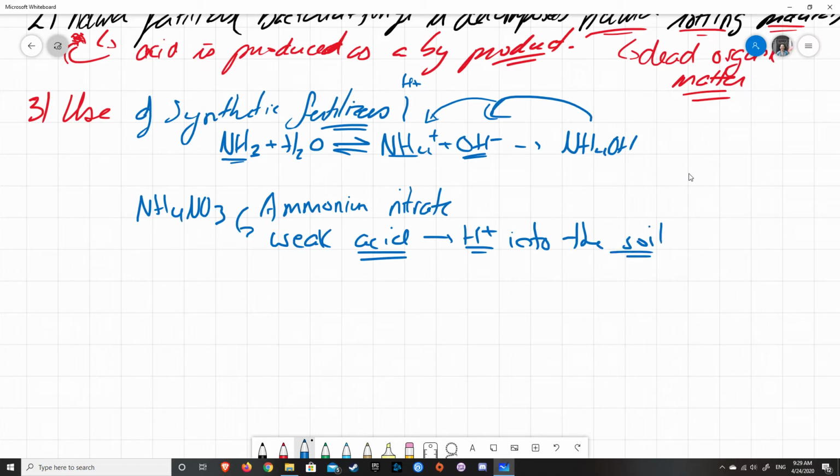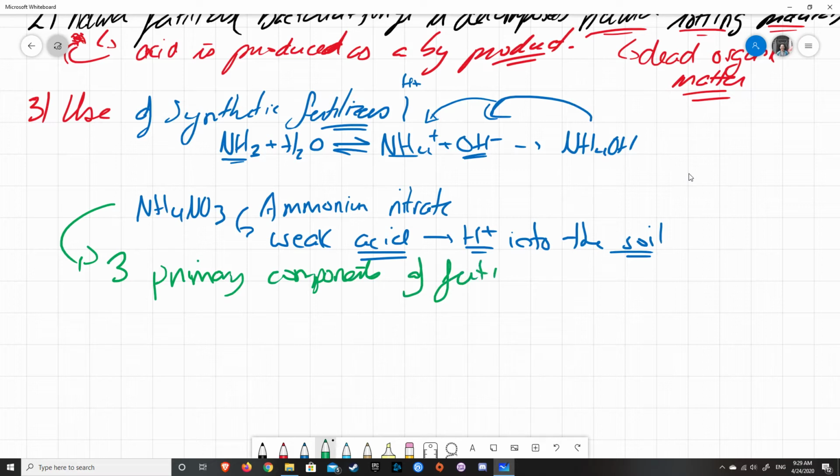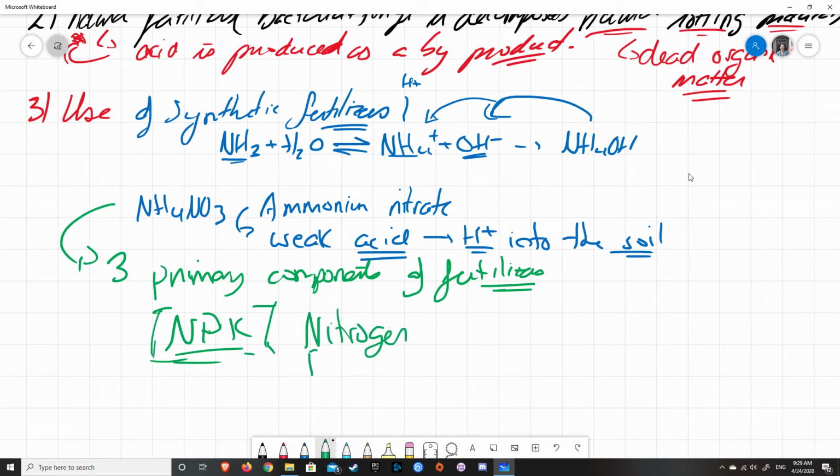As we all know, plants require three primary components of fertilizers, and those are N, P, K, the elemental forms as written on the periodic table: nitrogen, phosphorus, and potassium.